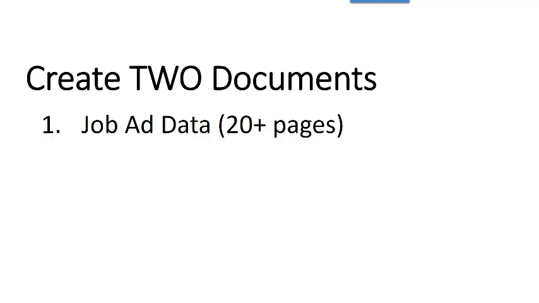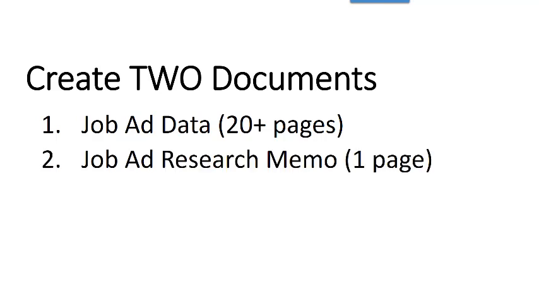So you will create two documents for the assignment. One is job ad data. This is where you store all your copy and pasted information. It might be more than 20 pages. The other document is your memo, a one-page memo where you summarize your data, you talk about the trends that you found, and you apply it to your life.